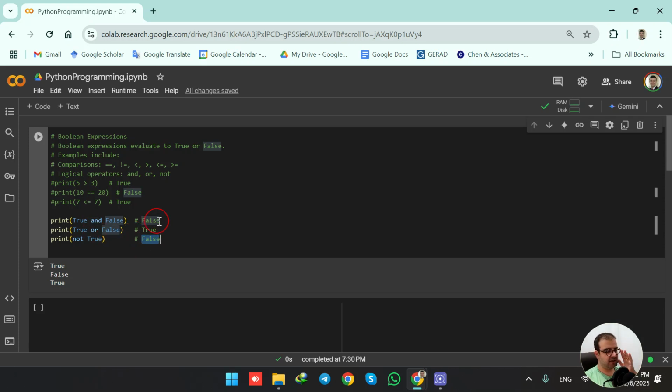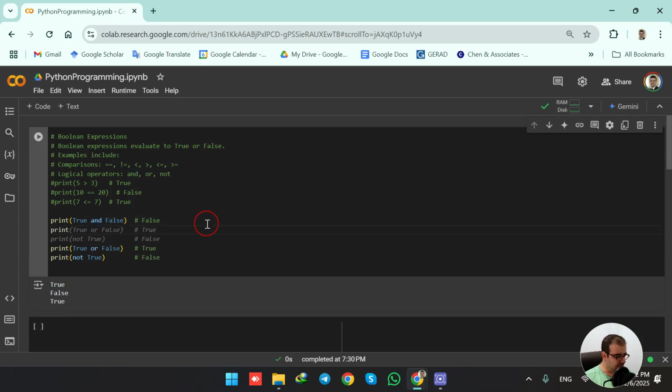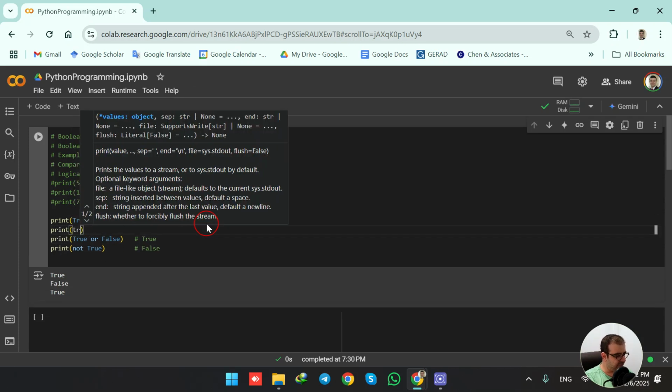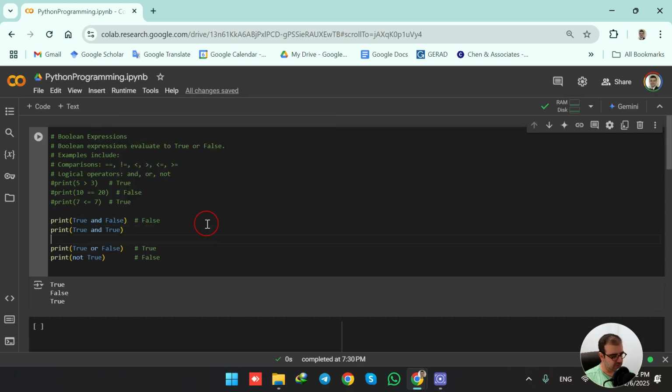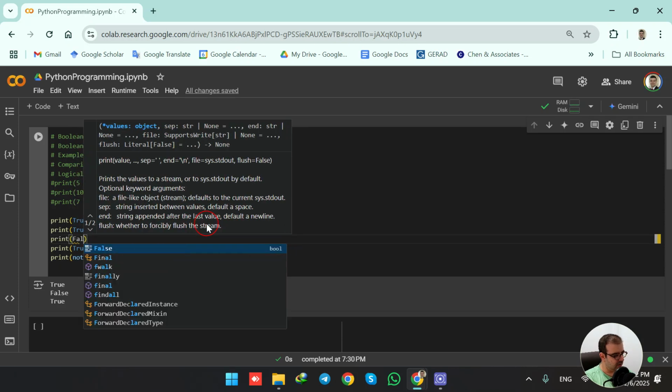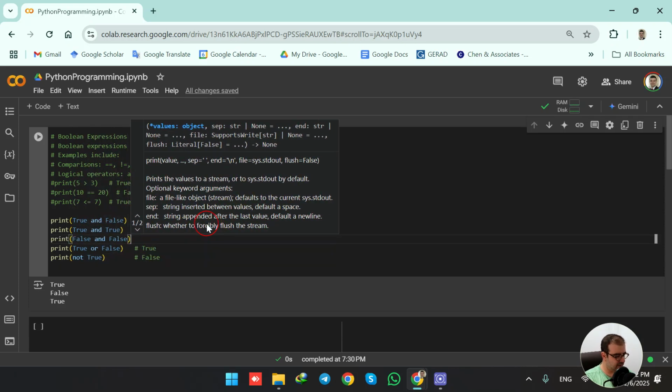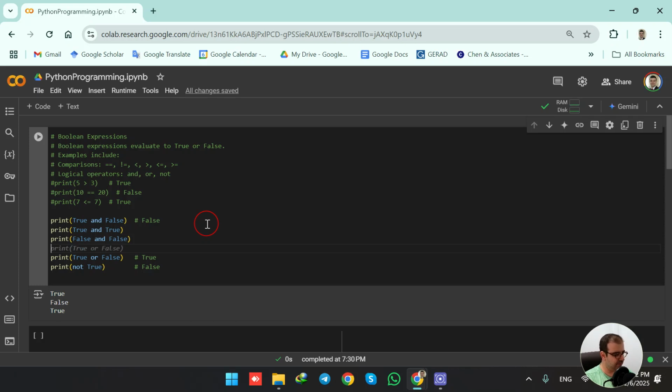So when we are having one true and one false, and we are using the and logical operator here, the answer is always false if we are having one false. Let me illustrate it with another example. So here, if I have true and true, the output is true. If I have false and false, the output is false.